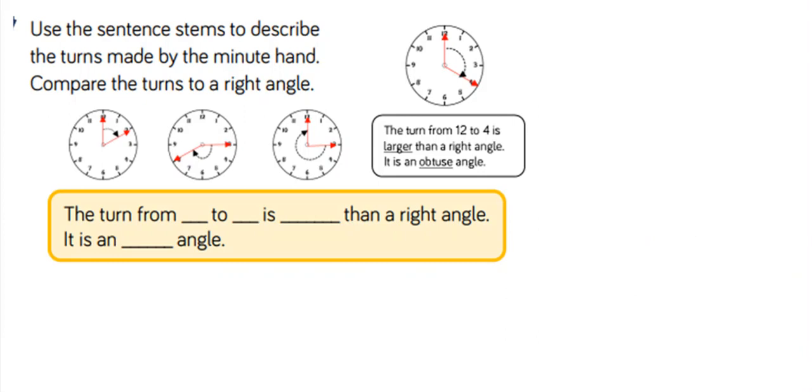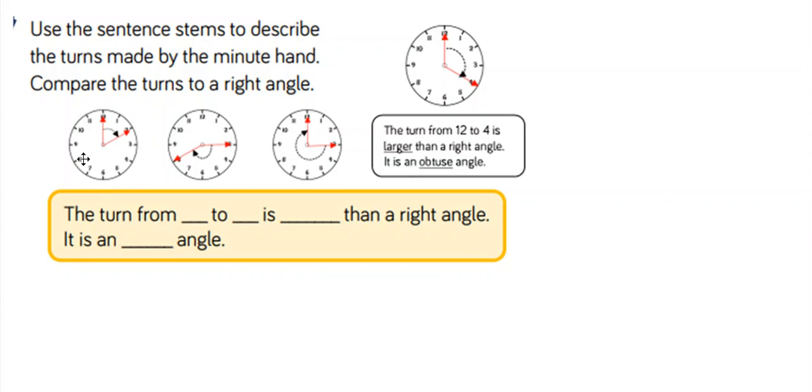So let's just have a look at these sentence stems. We are going to have a look at these clocks and we're going to see if we can use this sentence stem to make it correct. So we're going to compare the turns to a right angle. Okay? So we've got the turn from something to something is something than the right angle. It is an something angle.